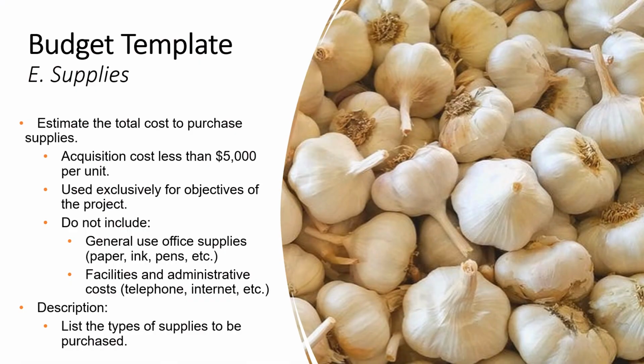Category E is supplies. Enter the total estimated cost for supplies in the amount requested box. Supplies refer to items that cost less than $5,000 per unit and are used exclusively for the objectives of the project. It is important that you do not include indirect costs in this category. Some examples of indirect costs include general use office supplies, facilities costs, and administrative costs. In the description box, please list the types of supplies the project anticipates purchasing and provide a breakdown of costs.